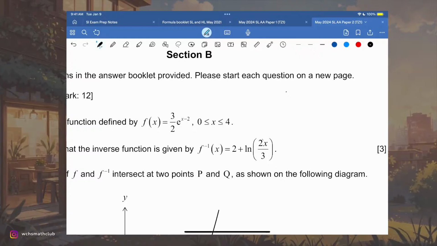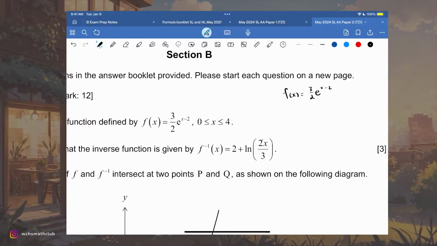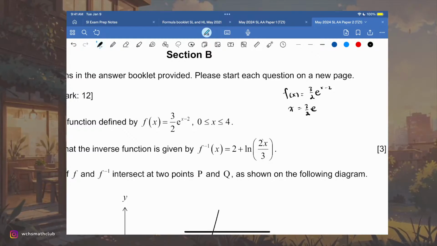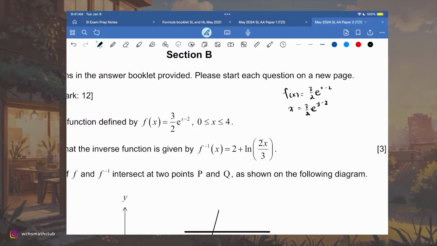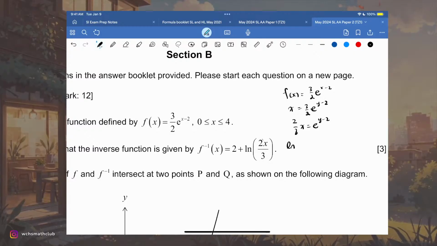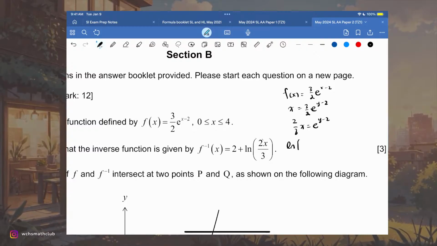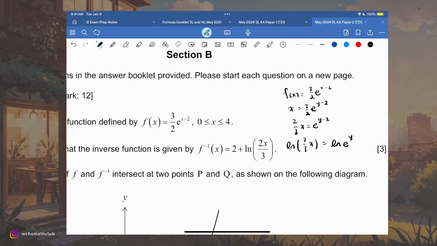is write it as, first of all, f(x) = 3/2 e^(x-2). And then by inverse, you just swap the x and the y, so x = 3/2 e^(y-2). By multiplying both sides by 2/3, we get 2/3 x = e^(y-2). And then you can just ln both sides to isolate the y in this case.